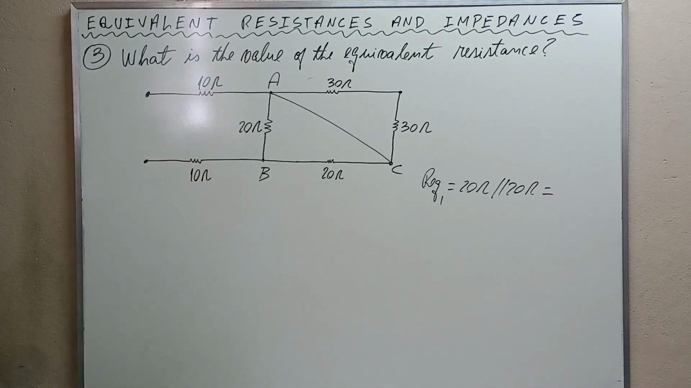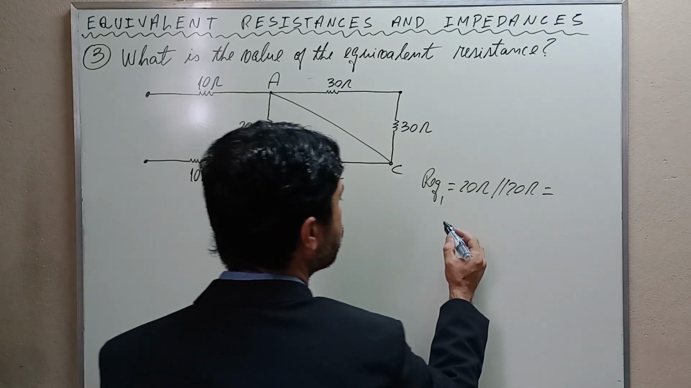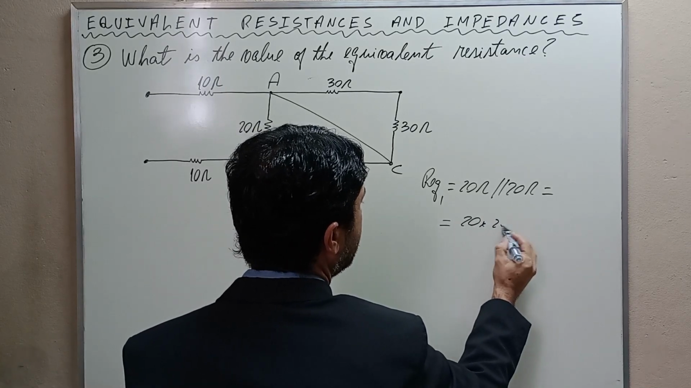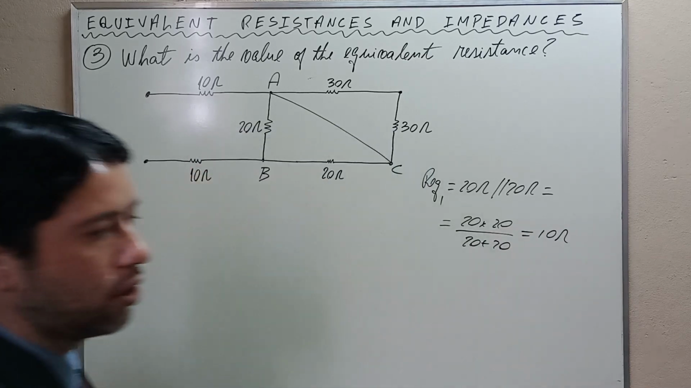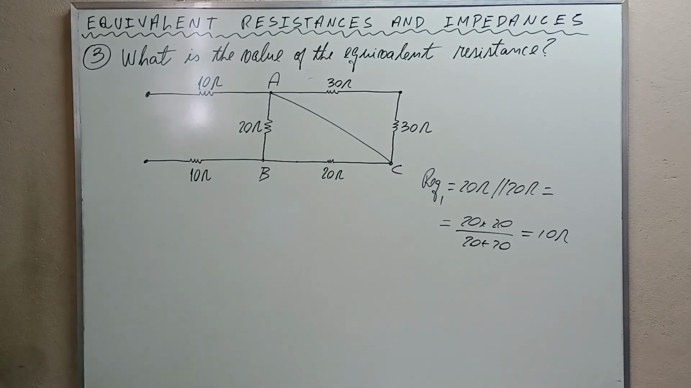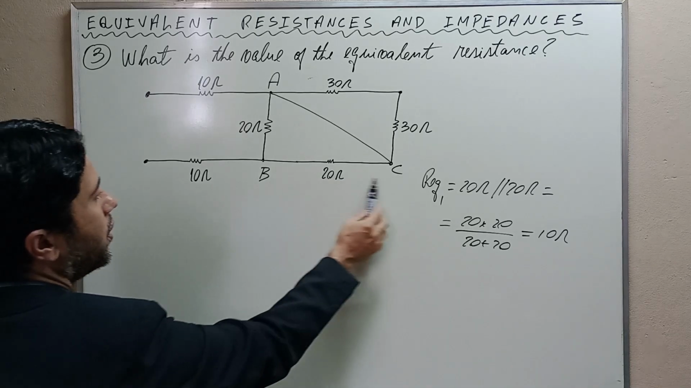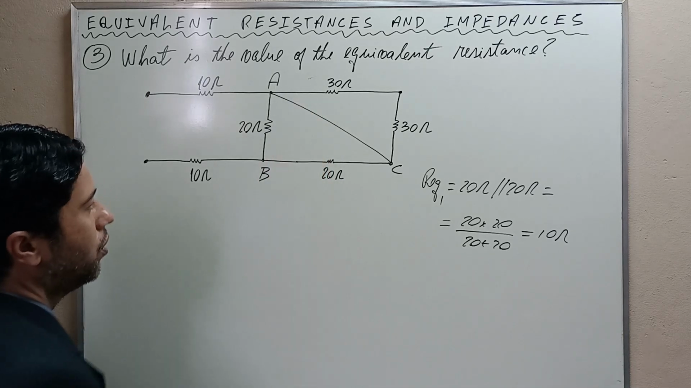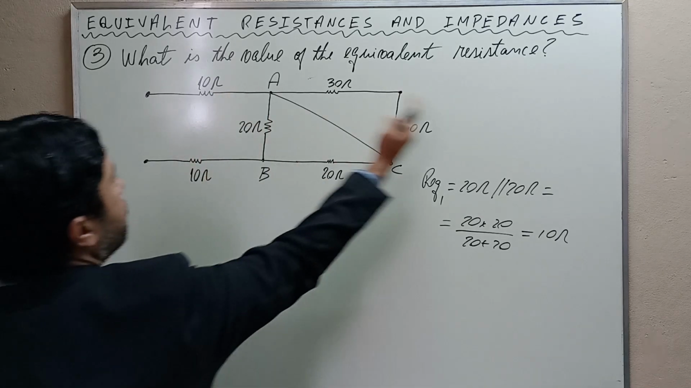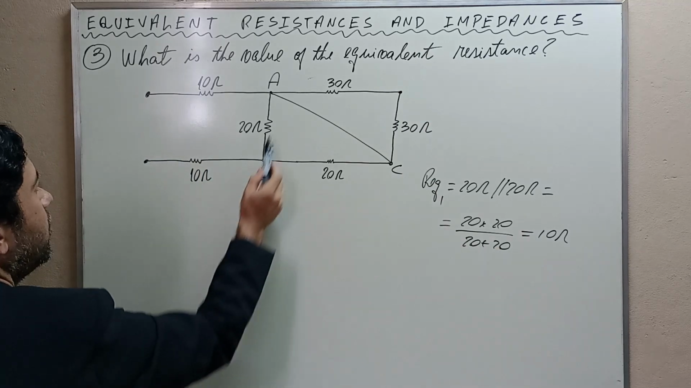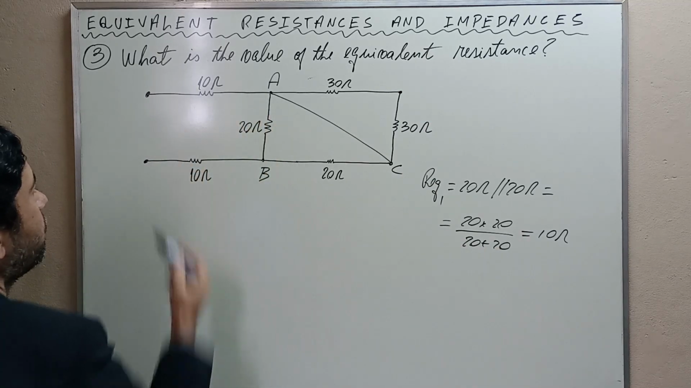And how can we calculate the parallel combination between 2 resistors? It is the product over the sum, and this is equal to 10 ohms. These 10 ohms resulting from the parallel combination between these 2 resistances will be in series with this, okay? We replace all this by this, and we see that they are in series.